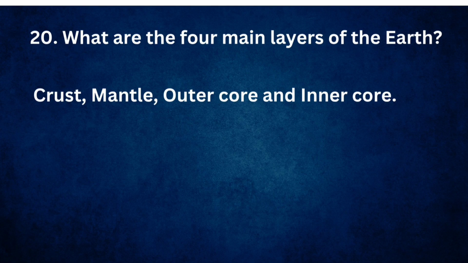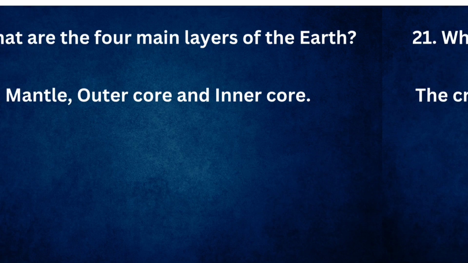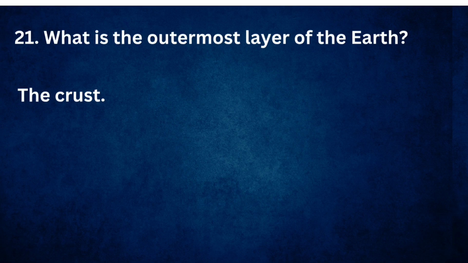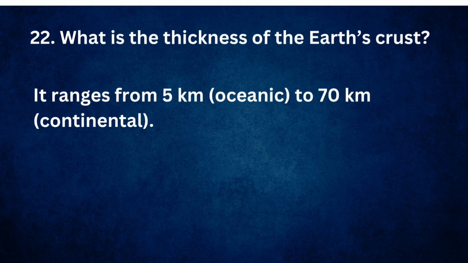What are the four main layers of the Earth? Crust, mantle, outer core and inner core. What is the outermost layer of the Earth? The crust. What is the thickness of the Earth's crust? It ranges from 5 km oceanic to 70 km continental.